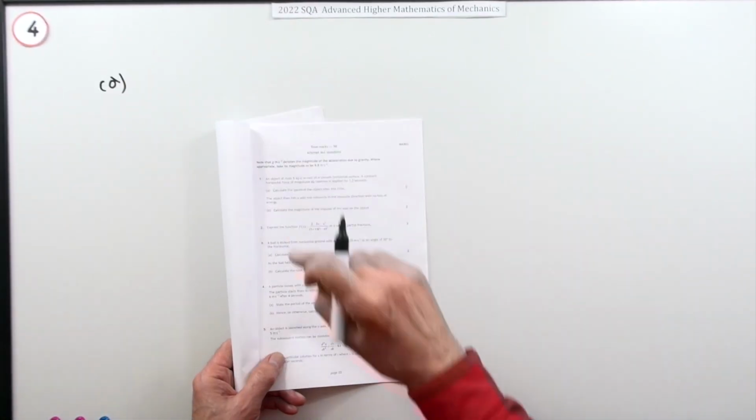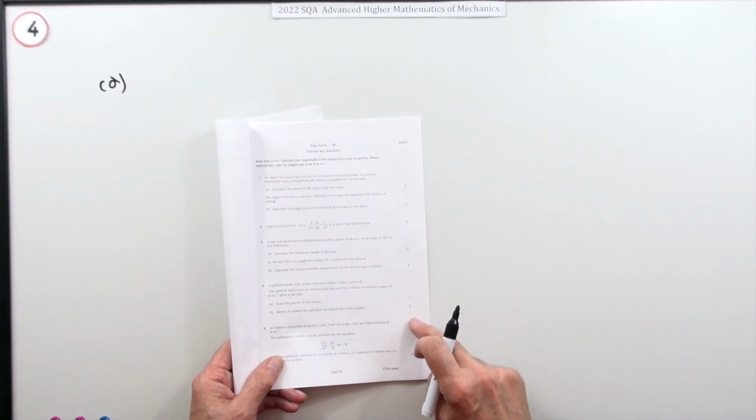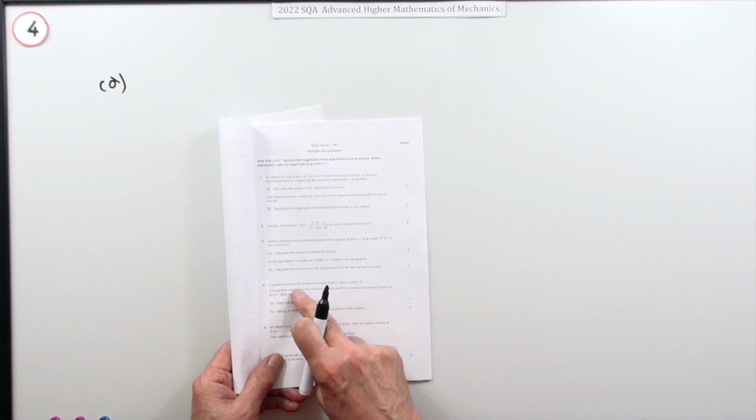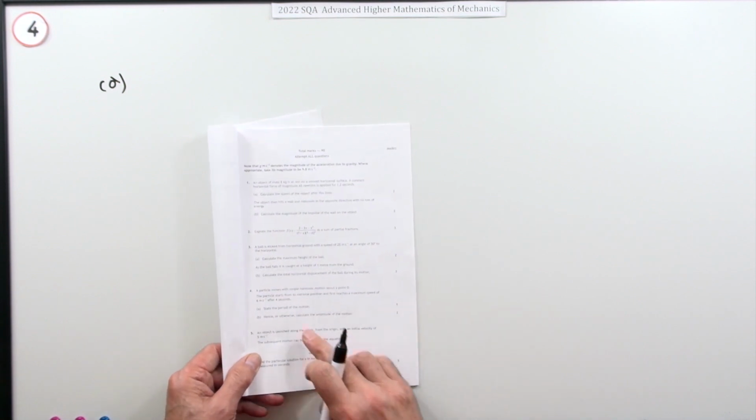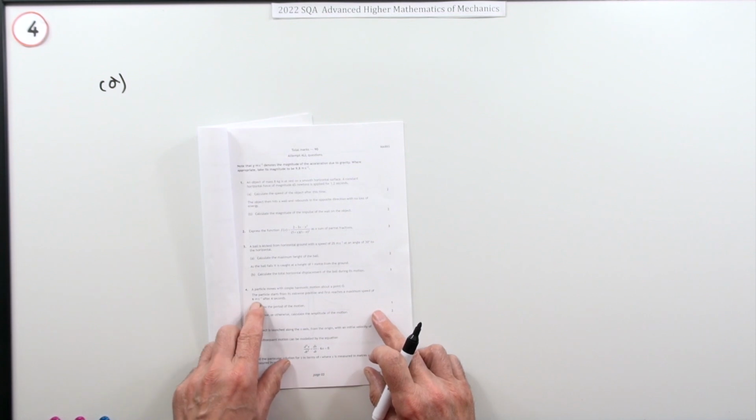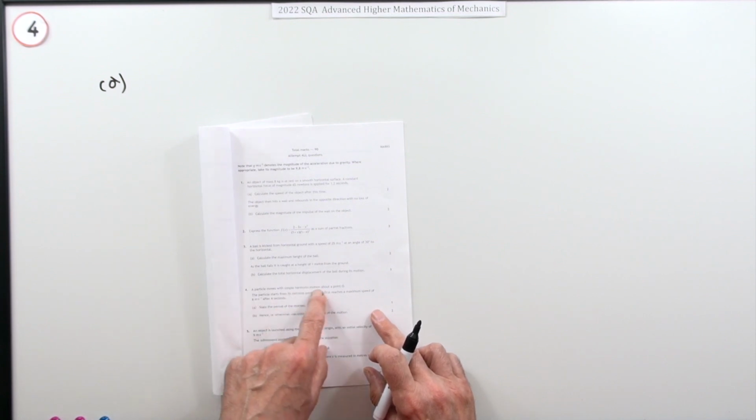So question 4 then from the 2022 mechanics paper, just a wee 3-mark question here on simple harmonic motion. It describes the situation. What does it say? A particle moves with simple harmonic motion.